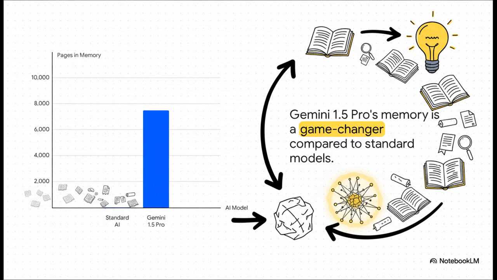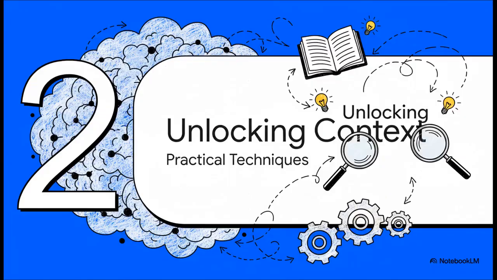And this is where things have gotten absolutely wild recently. You know, a standard AI model, its memory might top out at around, say, 20 pages worth of text. But these newer models, like Gemini 1.5 Pro, we're talking about a memory that can hold over 7,500 pages. That's not just an improvement, it's a total game changer. But only if you know how to take advantage of it. So you see, having this giant memory is one thing, but actually making it work for you, that's a whole other ballgame. So that brings us to our next section, the actual techniques for unlocking all that massive context.